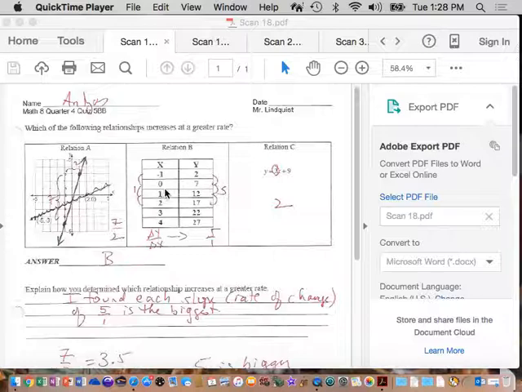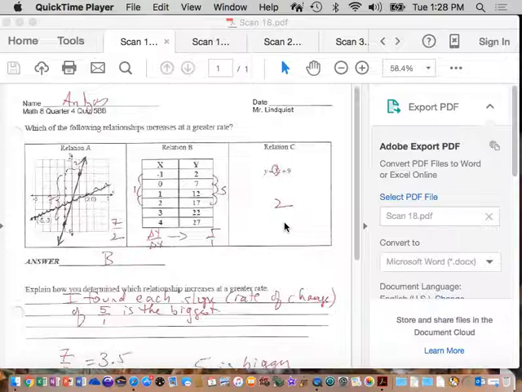Now, looking at the table, you guys did a really, really strong job. But again, I just want to remind, a couple of people wrote 1/5. It's 5 over 1. It's the change in y over the change in x. The change in y, it's going up 5s. The x's are 1, so it's 5 over 1. And last but not least, relation C, the rate of change is the slope, which is the number in front of the x, which is 2.